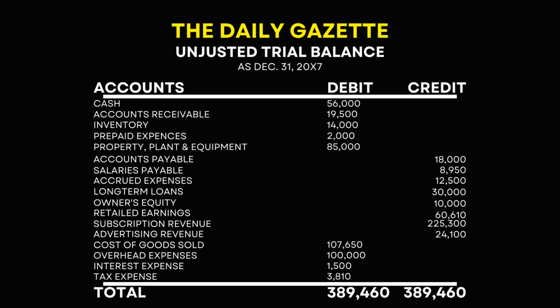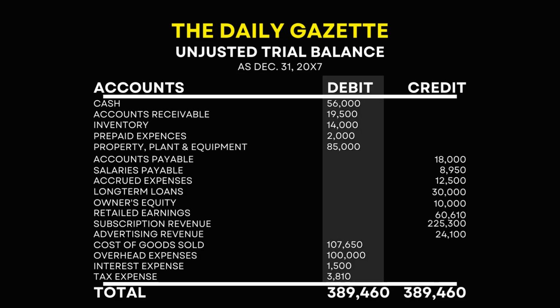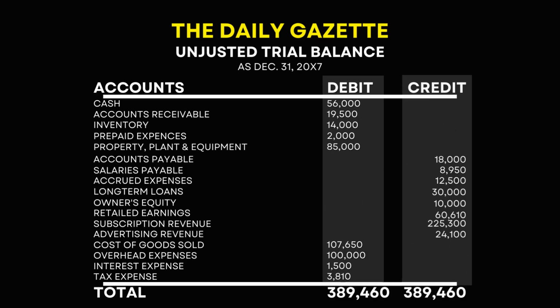The closing balance represents the cumulative total of all transactions affecting an account. Debits are listed on the left side and credits on the right side. At the bottom of the trial balance, you calculate the total debits and total credits. These amounts should match exactly because the accounting equation always holds true.